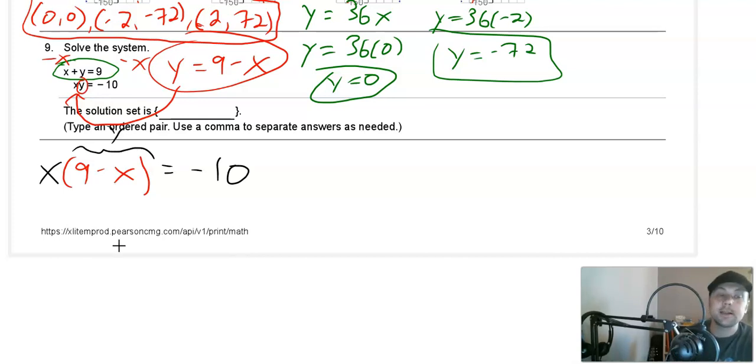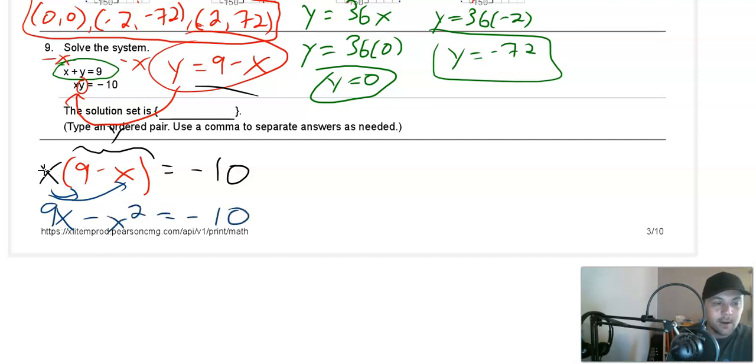I replaced it with 9 minus x because that's what I got from the first equation. And now I have this equation that only has one variable, so I can solve for that one variable. And you might think, okay, this shouldn't be too bad, but you should pretty quickly realize that this is not as simple as it might look. After you distribute the x, you get x squared here, which means this is a quadratic equation. So we're going to have to solve a quadratic equation to get my solutions here.